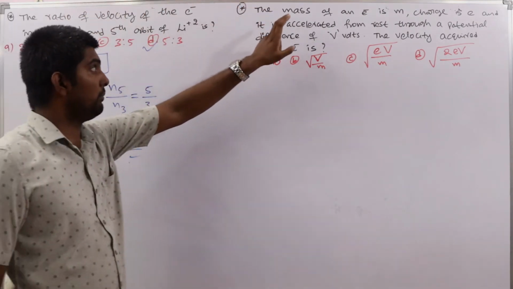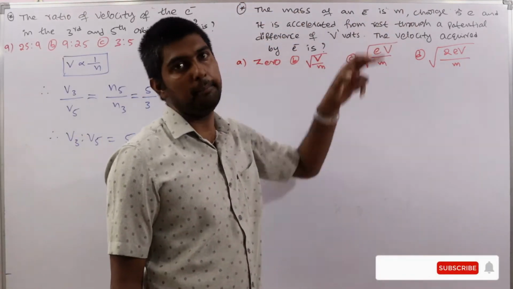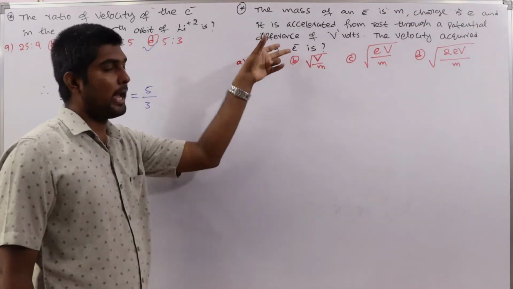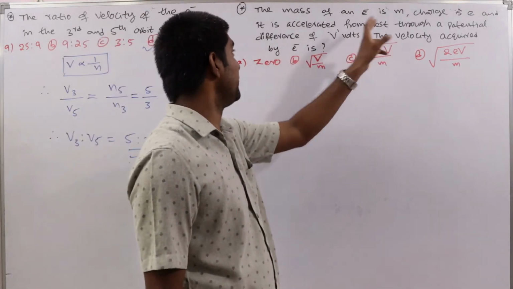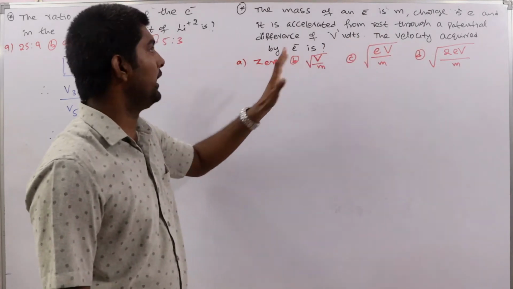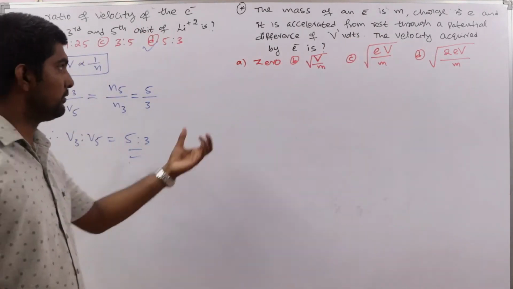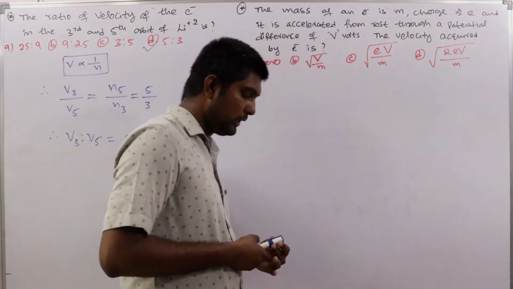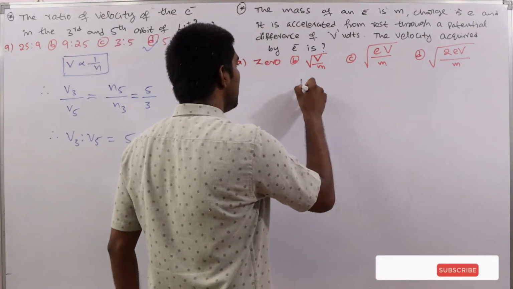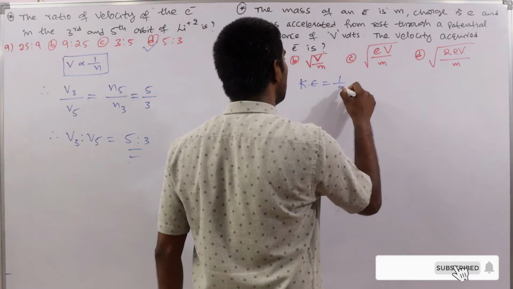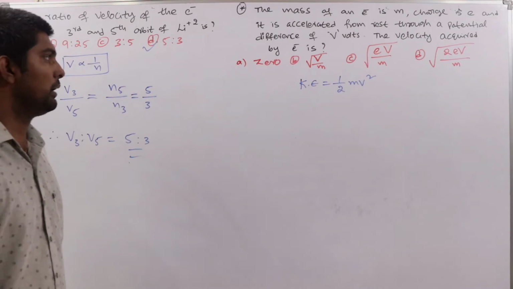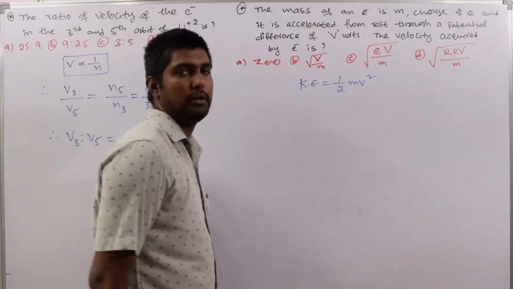Next, the mass of an electron is m, charge is e, and it is accelerated from rest through a potential difference of V volts. The velocity acquired by the electron is, okay, so this one is also very important, and here we have a special relation that is important. Generally, kinetic energy is equal to, we know, half mv square. Kinetic energy equals half mv square. This is the famous relation we know very well.